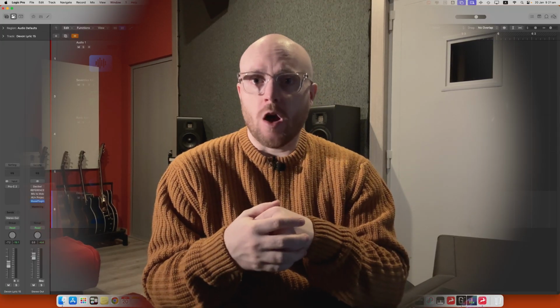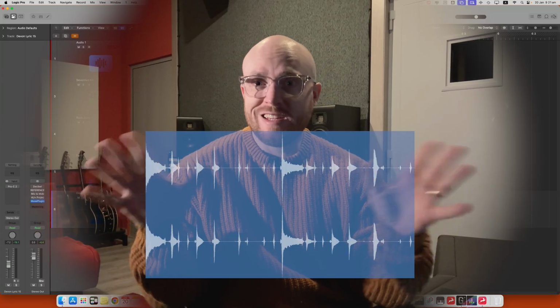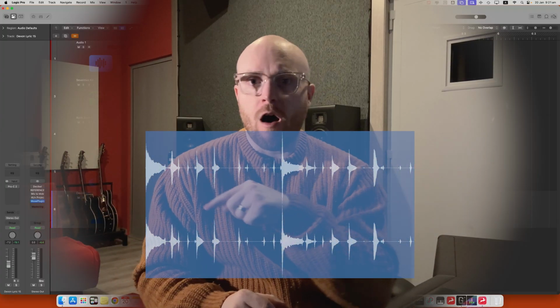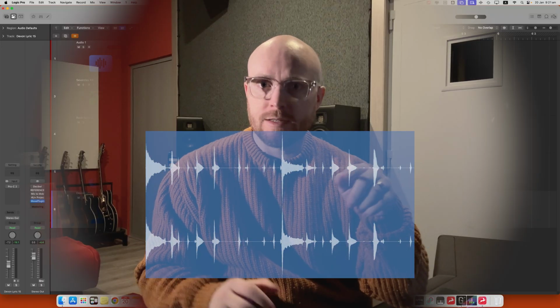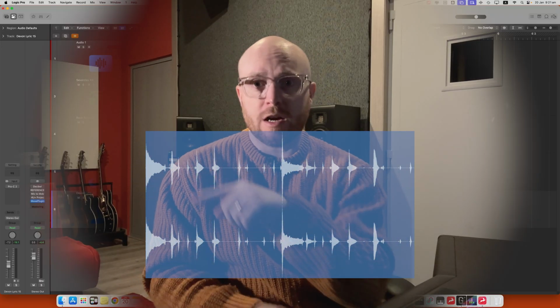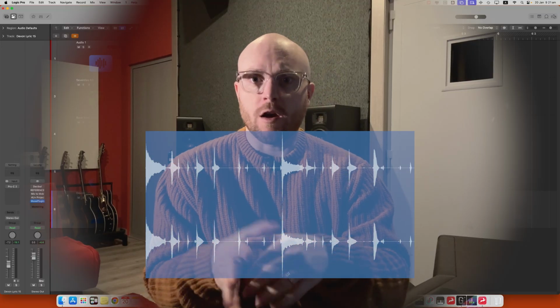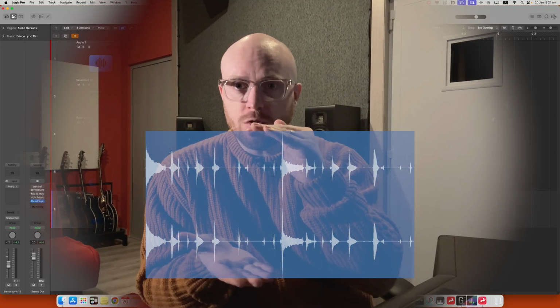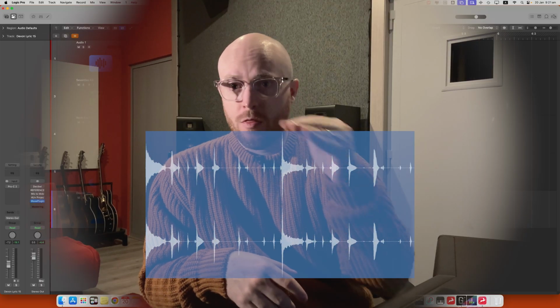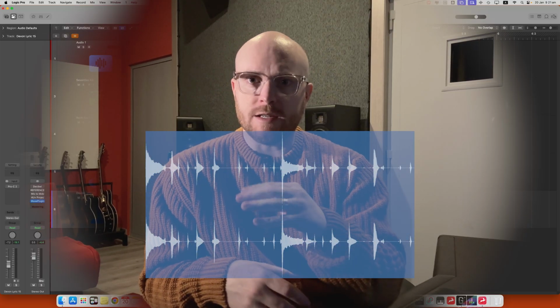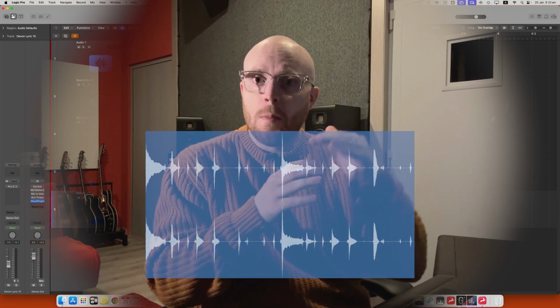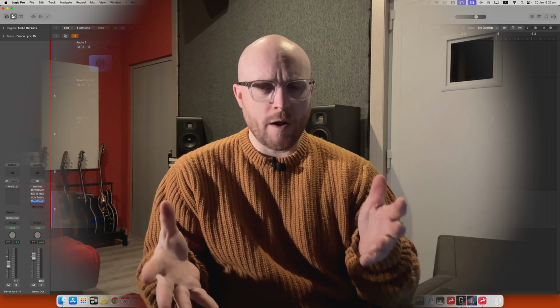So I want you to imagine a waveform like this one. You can see within this waveform that there are higher peaks and lower peaks. There is dynamic range. There are some sections where it's louder and some sections where it's quieter. Now, a compressor's job is to reduce the difference between the loudest parts and the quietest parts to make the dynamic range more consistent. Okay, that's all well and good. We understand what compression is. It's reducing the dynamic range of something. But why would we want to do that?